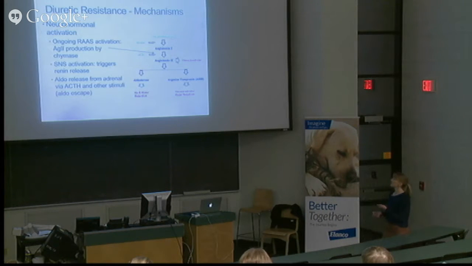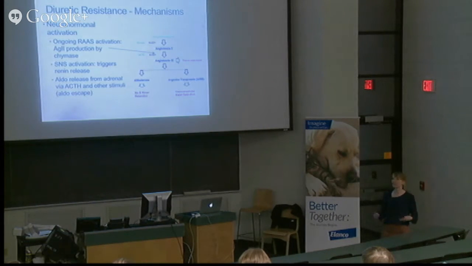We also have the fact that the sympathetic nervous system, we already said that that's upregulated, so that is going to continue to trigger the pumping out of renin. And then we also have some escape mechanisms whereby aldosterone is released from the adrenal by mechanisms other than just the RAS system. So that's going on as well.